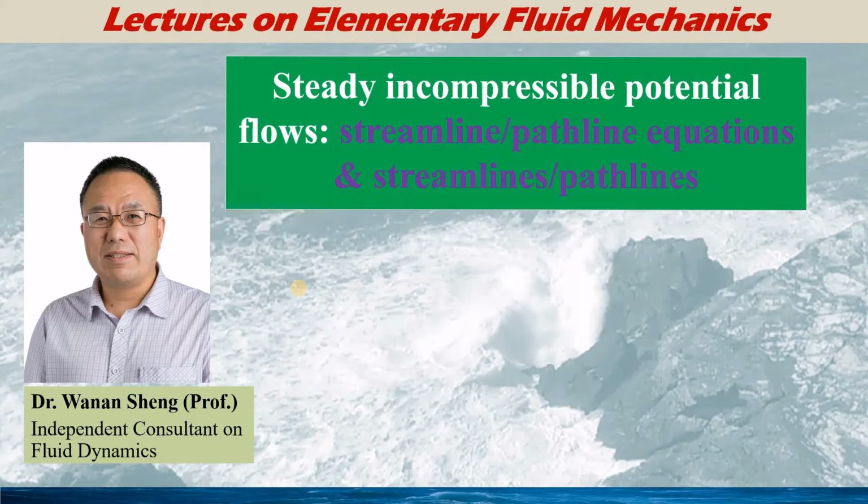Hello, welcome to my talk on steady incompressible potential flow, the streamline and pathline equations, and the streamlines and pathlines. As we all know well, in a steady flow the streamlines and pathlines are the same. But why is this? I will use a mathematical method to show why in a steady flow the streamline and pathline would be coincident.